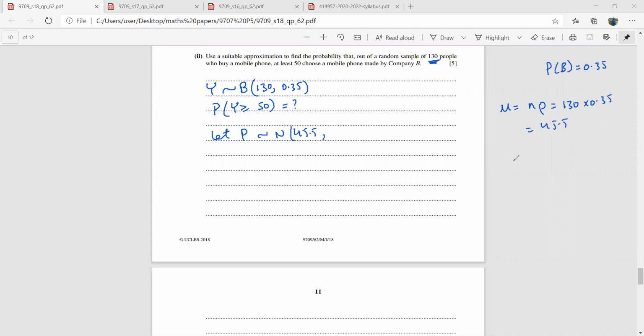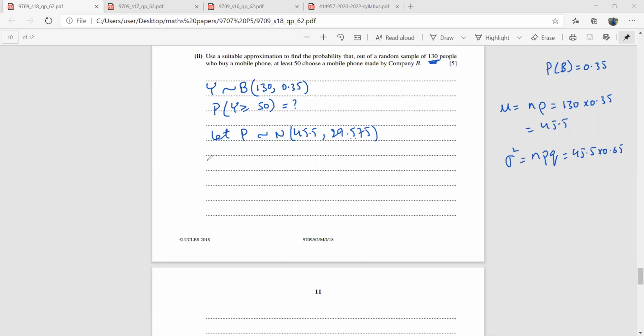And then we need to have the variance as well, that is npq. So the same 130 times 0.35, which is np, times 0.65. Sir, 29.575. Yeah, 29.575. So we have got that normal distribution through which we're going to get the probability for these bigger numbers.